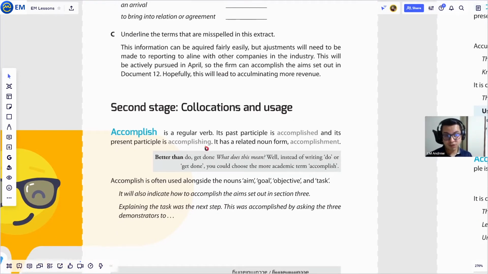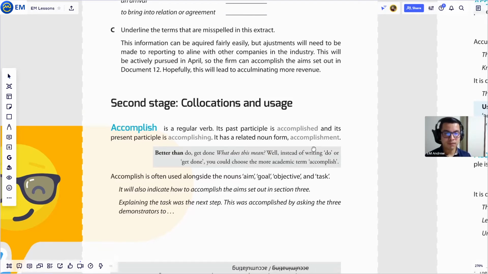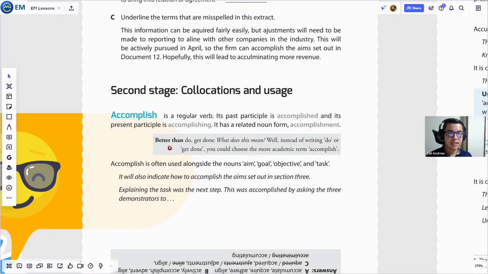So accomplish is a regular verb. Its past participle is accomplished and its present participle is accomplishing. It has a related noun form, accomplishment. So over here, accomplish is better than do, get done. What does this mean? Well, instead of writing do or get done, you could choose the more academic term accomplish.